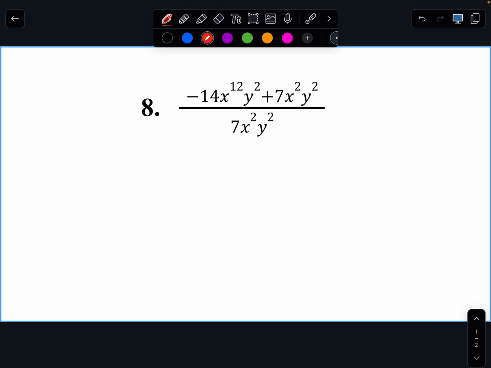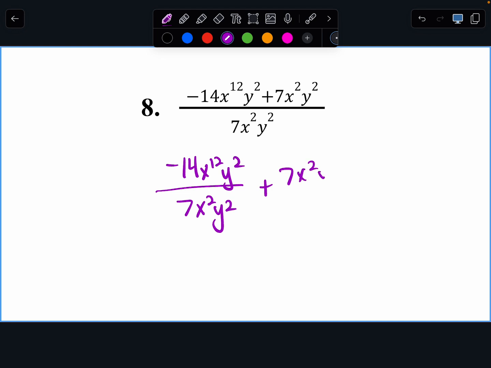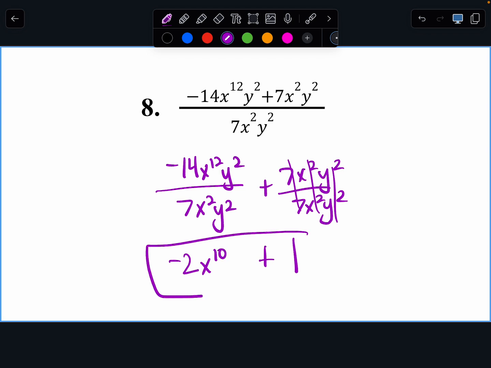All right, now look at this one. There's a lot there. But when we break it up, the second one is super easy. I can see that everything is the same, so it just becomes a 1. And when I do the first one, 14 divided by 7 is negative 2. 12 minus 2 is 10. And y2 minus y2 is 0. So look how much simpler that looks and less messy to be able to solve.